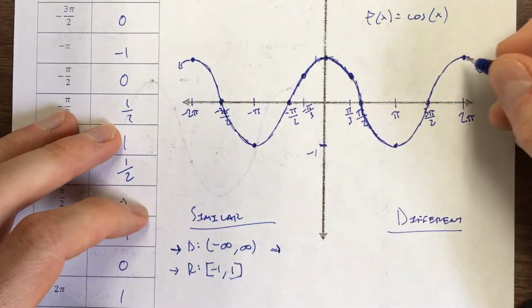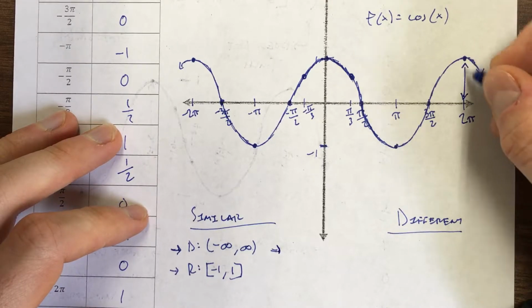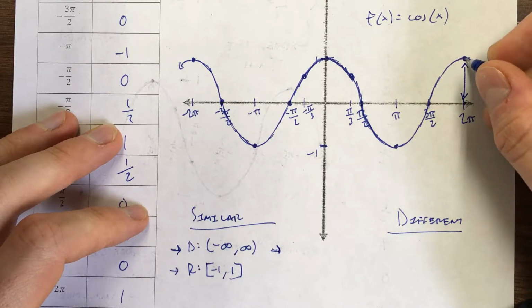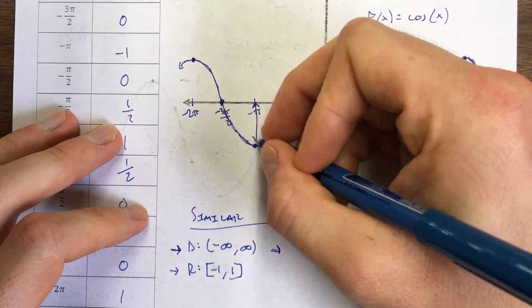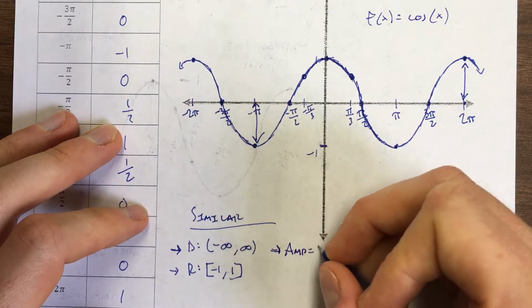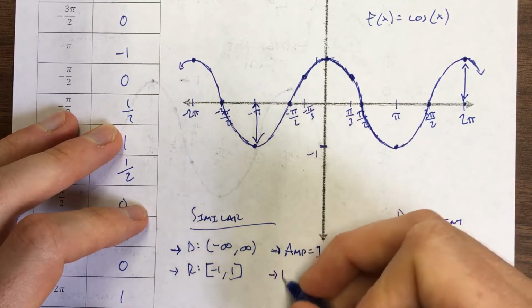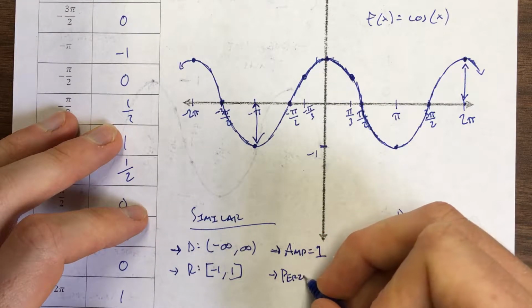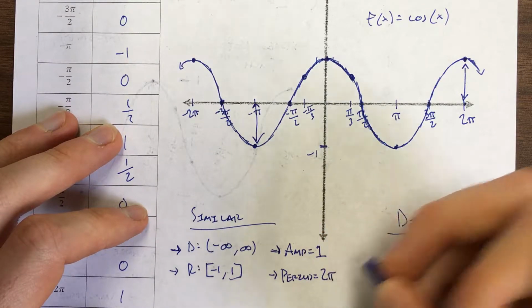The amplitude stayed the same. So this distance there, from the middle of the function to the top, that's 1. From the middle of the function to the bottom, that's also 1. So our amplitude stays the same as 1. And our period stays the same as well.